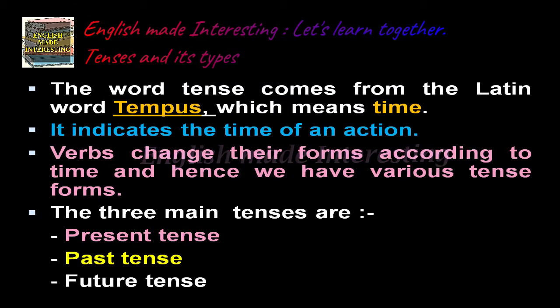The word tense comes from the Latin word tempus, which means time. It indicates the time of an action. That means when the action has taken place. Verbs change their forms according to time, and hence we have various tense forms. The three main tenses are present tense, past tense, and future tense. Present tense is something that happens in the present. Past tense refers to the action that has already happened, and future tense refers to the action that is going to take place.